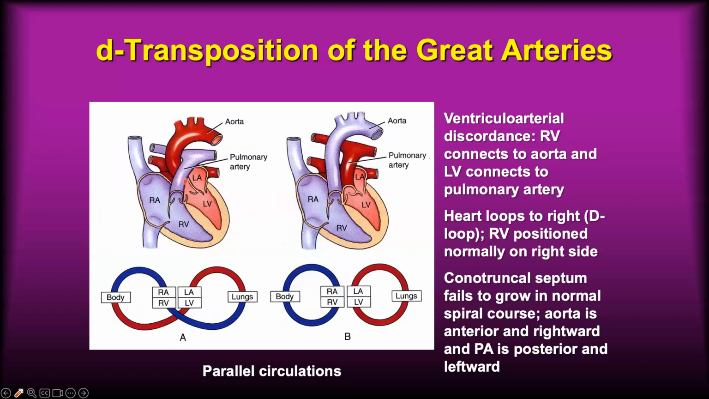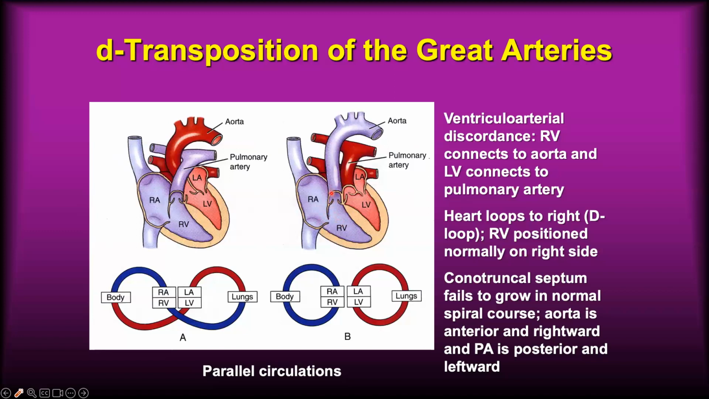So that's normal. But when you have transposition, notice the position of the aorta and pulmonary artery. They're more side by side. Now the aorta and the pulmonary artery are switched. That's the transposition. So here's your right ventricle pumping into the aorta, and then you have the left ventricle pumping into the pulmonary artery. So the right ventricle is receiving the deoxygenated blood and pumping it out to the systemic circulation.